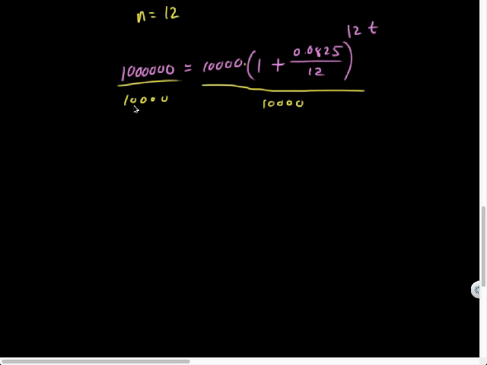So let's see here. That's 1, 2, 3, 4. 1, 2, 3, 4. That's going to leave me 100 on this side, when that cancels out. Times 0.0825 divided by 12. 0.0825 divided by 12 is 0.006875, and plus that 1 would be 1.006875, all to the 12t. Now my problem is, I don't know how to get the variable out of the exponent, do I? Or do we? What did we do up here?